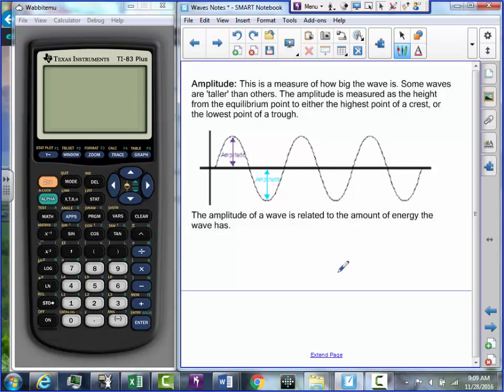Here's a word I've been using. I just haven't got to the slide on it. Amplitude then is a measure of how big the wave is. So some waves are taller than each other. Basically, if you can figure out how tall the wave is, that's amplitude.